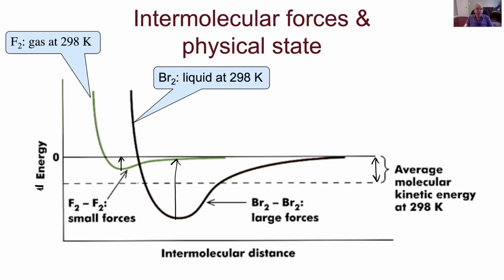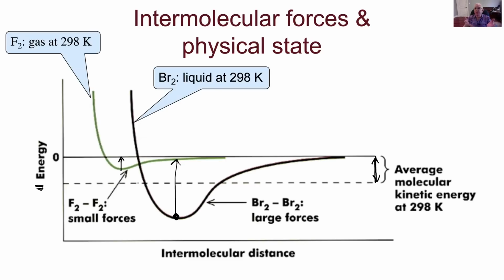And so for fluorine, the average kinetic energy of a molecule is more than the amount of force that is holding them together. That means the fluorine molecules can overcome that, and so they're a gas. For bromine, if this is the amount of energy that a molecule has, that's not enough to get from being held together down here up to there, right? So the bromines are still trapped in that well, meaning they are still in the liquid phase, okay?